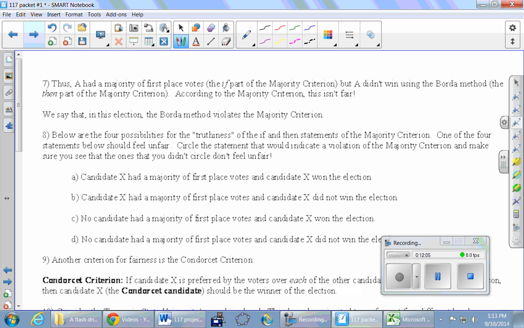Let's pause right there. Do you guys remember the only way the if-then is false is if the if part is true, like the weather's okay, but the then part is false. I don't go for a run. So the if part, if somebody has a majority, then they should win. The if part was true. A had a majority. Then they should win. It was false. They didn't win. C was the winner. Keep going, Eric.